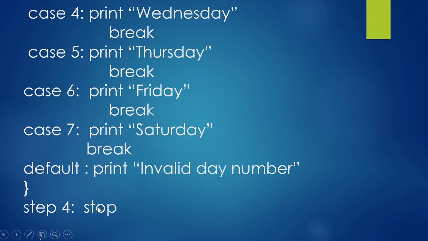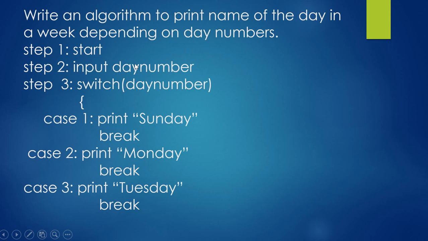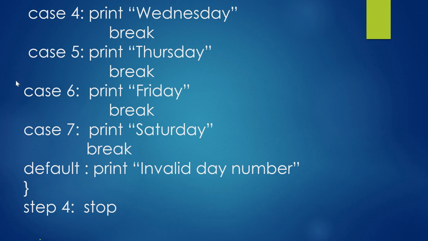Then step 4, stop. Suppose day number equal to 5. Here we are inputting 5. Then what is happening? Switch 5. The day number is 5. Which statement will execute? Case 5 will execute. That is, print Thursday. It will print Thursday. Then break means it comes out after this bracket, that is, after printing Thursday, stop. That is the use of this break statement: for exiting from the switch.